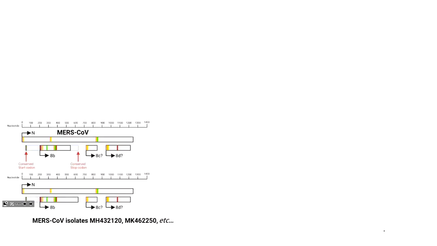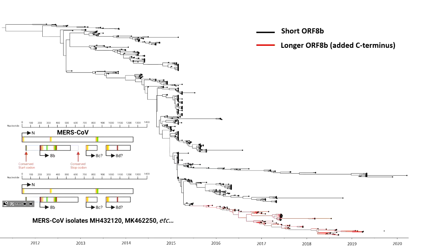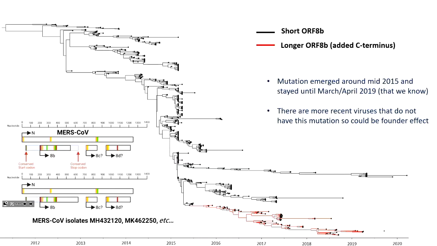But this is not even the full story, because I was looking at a lot of MERS coronavirus sequences, and there are actually two different strains of MERS, one which has the canonical ORF8b, which I just showed you, and one which has a slightly longer ORF8b. So of course I wanted to know when this happened, and I took 700 sequences of MERS-CoV and generated a time tree using BEAST. It turns out there was a nucleotide mutation which emerged in around mid-2015 that elongated ORF8b, and that stayed with us until March or April 2019.